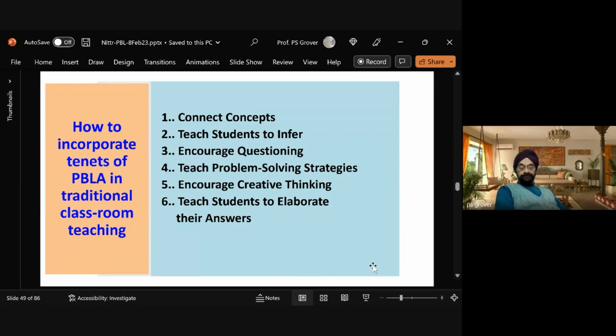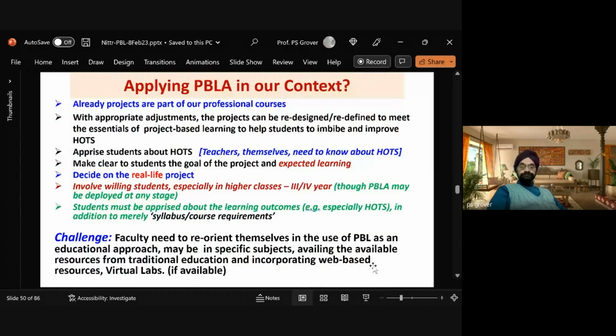Connect concepts. Teach students to draw inferences. Encourage questioning. Teach problem solving strategies. Encourage creative thinking. Teach students to elaborate their answers. This they can do in the lab itself. This they can do in the seminar itself, provided we focus on those aspects.